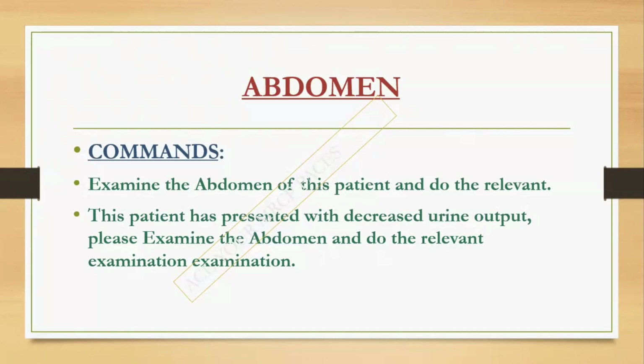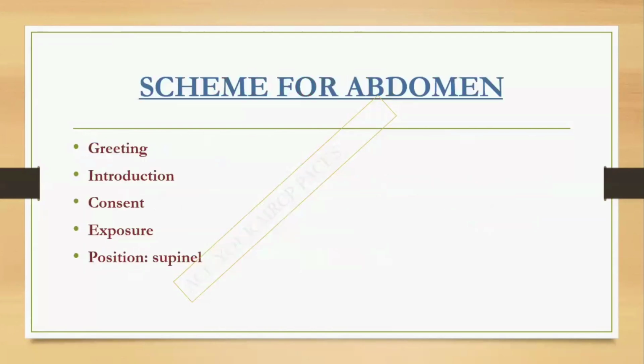All right, okay. Now coming towards the abdominal examination. Examine the abdomen of this patient and do the relevant examination. Or you can also get this command, especially in case of PACES. They will give you a command that this patient has presented with decreased urine output. Please examine the abdomen and do the relevant examination. So it will give you a clue even before the start of examination that it might be a case of renal abdomen. Again, the same thing, you will come inside and sanitize your hands.